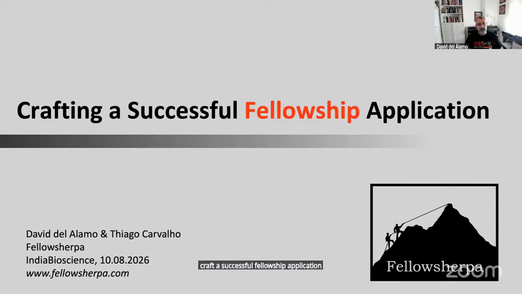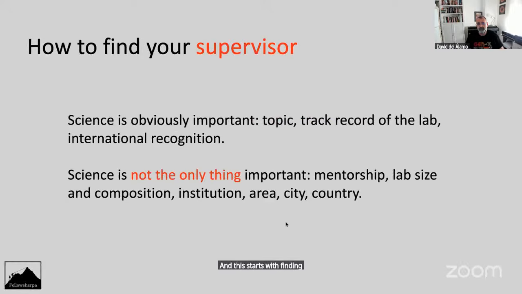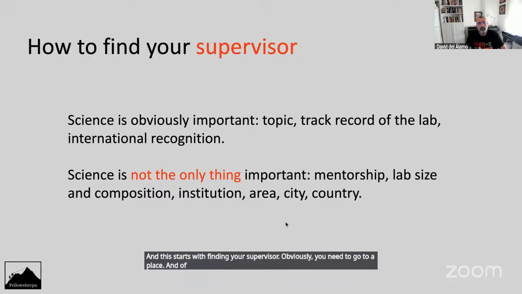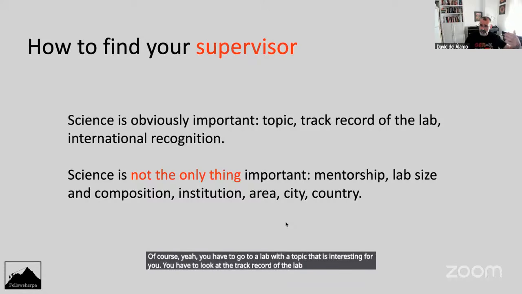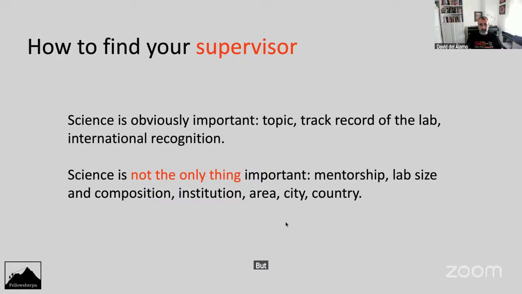And this starts with finding your supervisor. Obviously, you need to go to a place. And of course, when you're thinking about how to find your supervisor, science is important. You have to go to a lab with a topic that is interesting for you. You have to look at the track record of the lab: publications, discoveries, international recognition, and how well established it is within the field. But that's not the only thing you have to pay attention to.